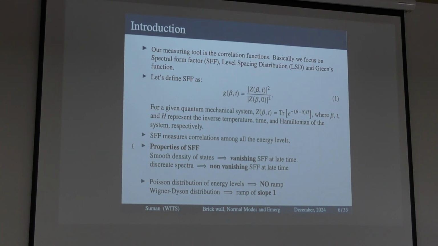So smooth density of states leads to vanishing. If you write density of states, what is an actual smooth density of states? What does it mean? If you do not see the gap between the spectrum, if the spectrum is continuous, you have continuous density. We really don't have any gap. Continuous, yeah.